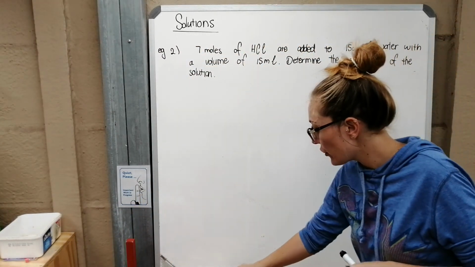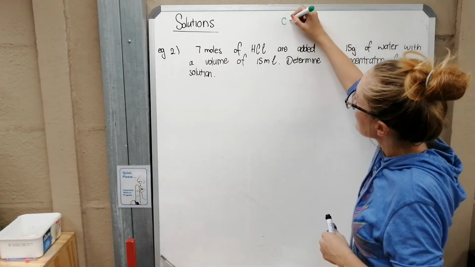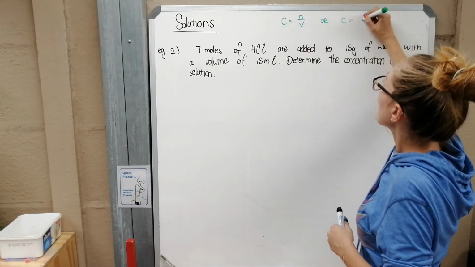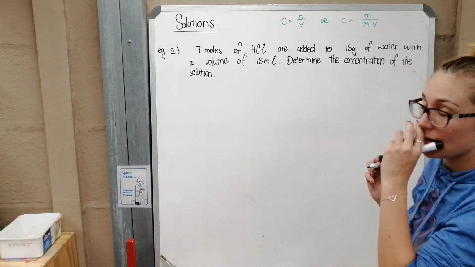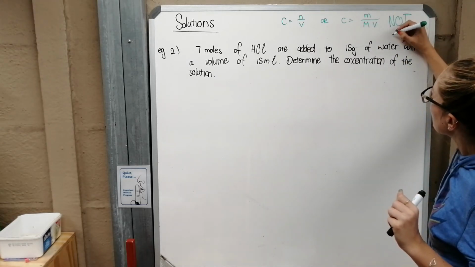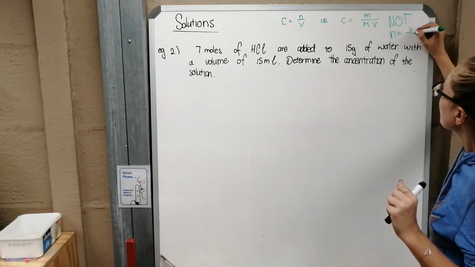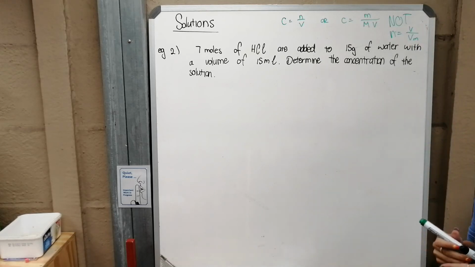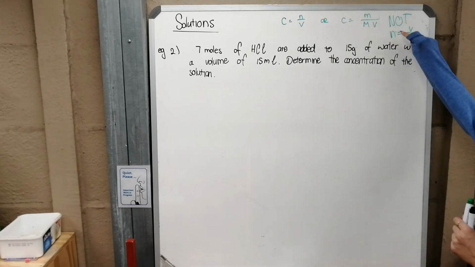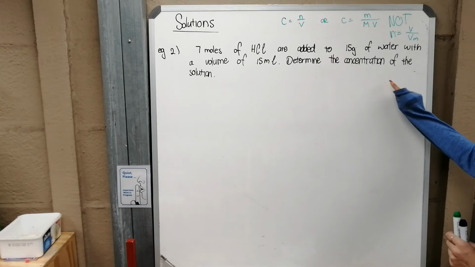So we know that we're either going to be using C equals n over V or C equals m over MV. Okay, definitely not n equals V over Vm. This is not a gas, we are not at STP. Okay, so even though we're talking about volume in here, this is not correct for the scenario because this is not a gas at STP.